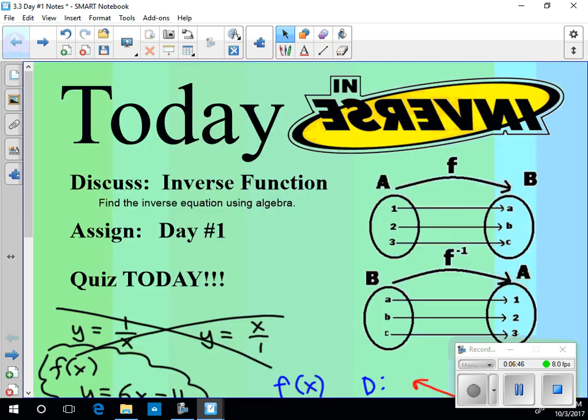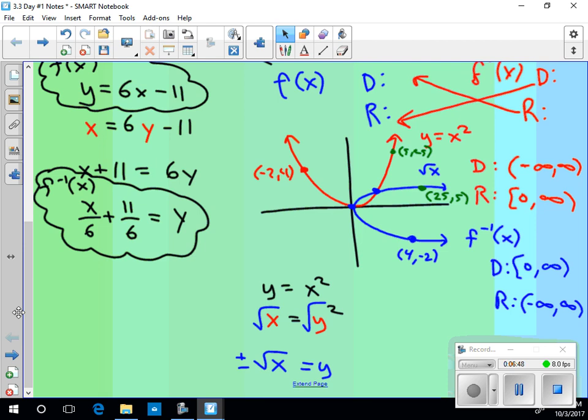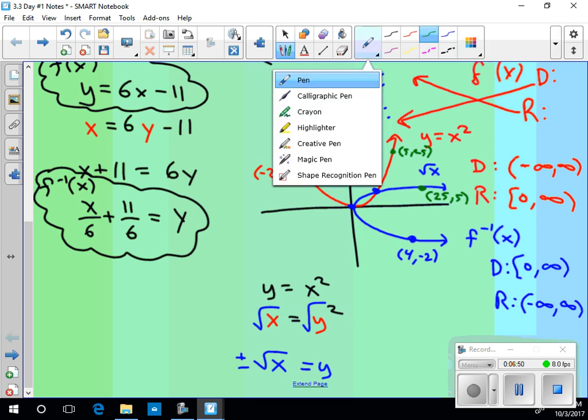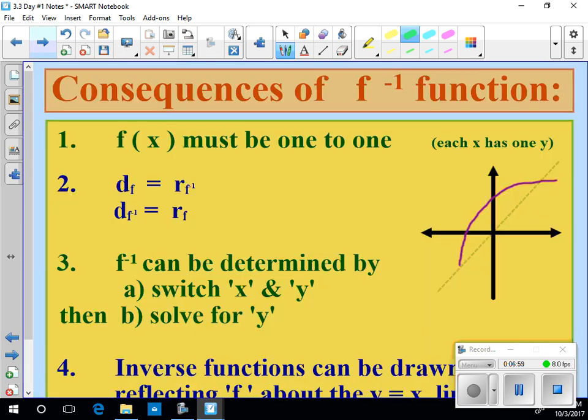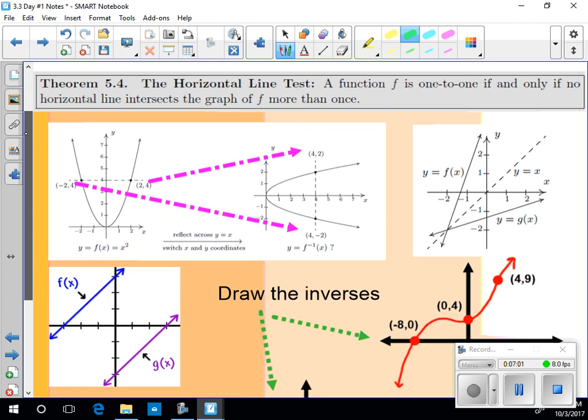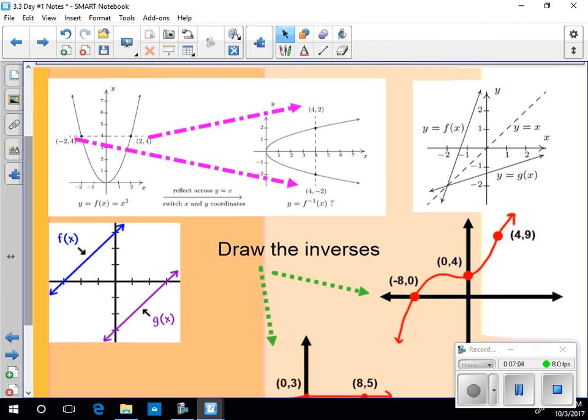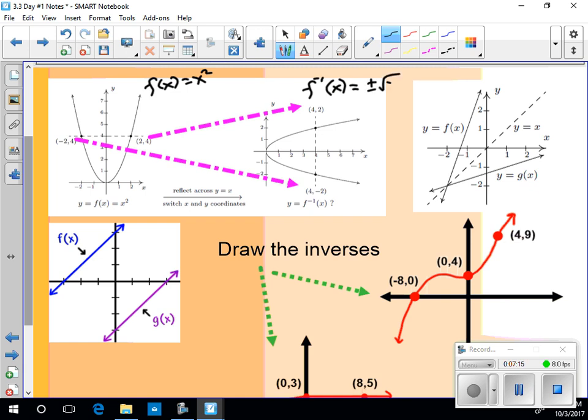Cool. Guess what? Doesn't this graph look like it might be a perfect reflection over this line? Yeah, that's the line y equals x. Let's continue. Let's go ahead to this page. We have already done this first example here. This is f of x equals x squared, and we found f inverse of x to be plus or minus the square root of x. That's just confirming the same thing.